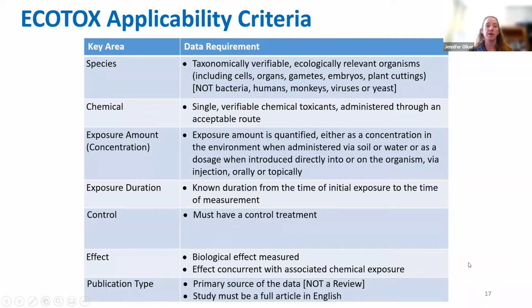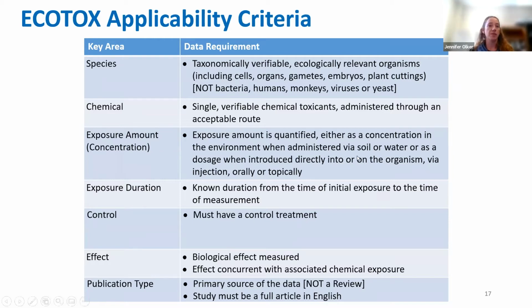Additionally, there needs to be some biological effect that is measured, whether or not there is actually an effect of the toxin or not. There needs to be an effect that is measured, and the publication needs to be the primary source of the data and not a review, preferably in full text in English, although there have been some instances where it has been valuable for chemicals or species that are underrepresented to actually go through the translation process.